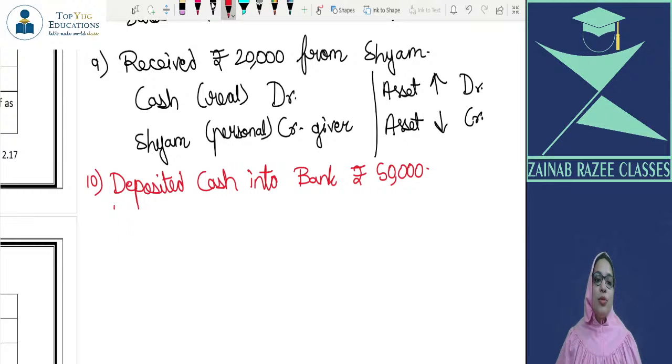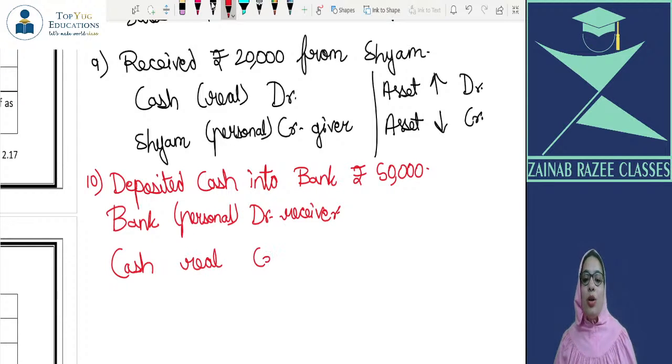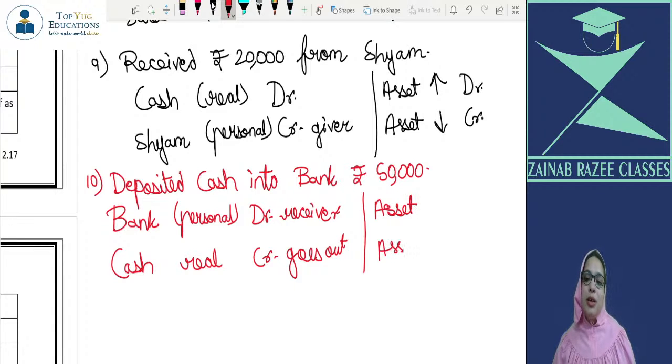Yes. So bank is a representative personal account and cash is a real account. Debit the receiver. Your bank has received. So debit. And cash is a real account. Credit what goes out. It is going out. That is why credit. And as per modern approach, bank and cash both are our assets. But bank amount is increasing. That is why debit. Cash amount is decreasing. That is why credit. Clear?